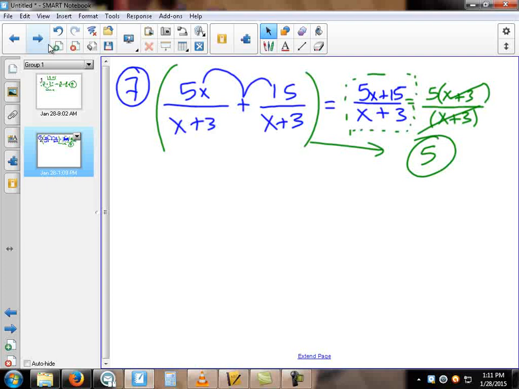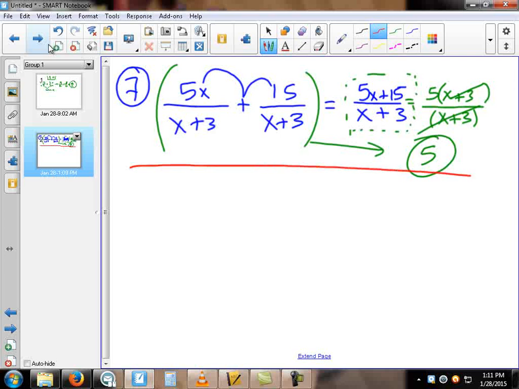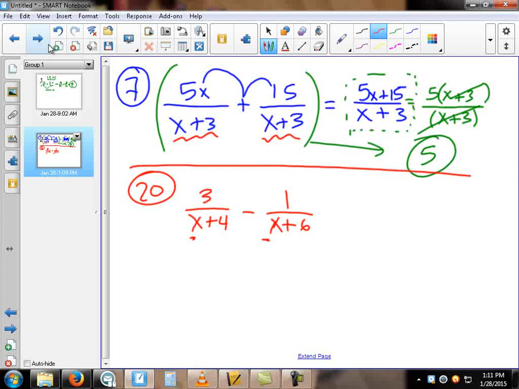So we're going to look at number 20. Number 20 has the equation 3 over x plus 4 minus 1 over x plus 6, I believe, x plus 6. Okay, and so I want to combine these. Well, the first thing I notice is that while I had a common denominator in question number 7, I don't have one down here. And if you try to say, oh, well, I have a matching x, well, x plus 4 is not the same thing as x plus 6.